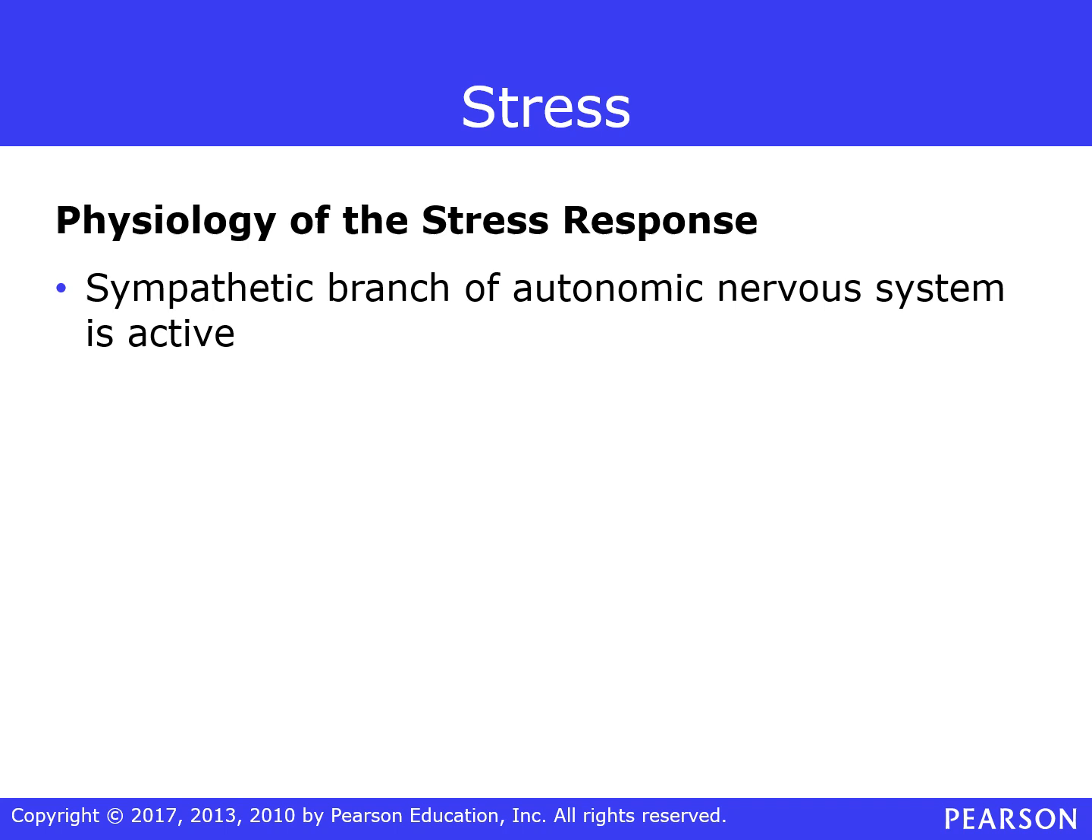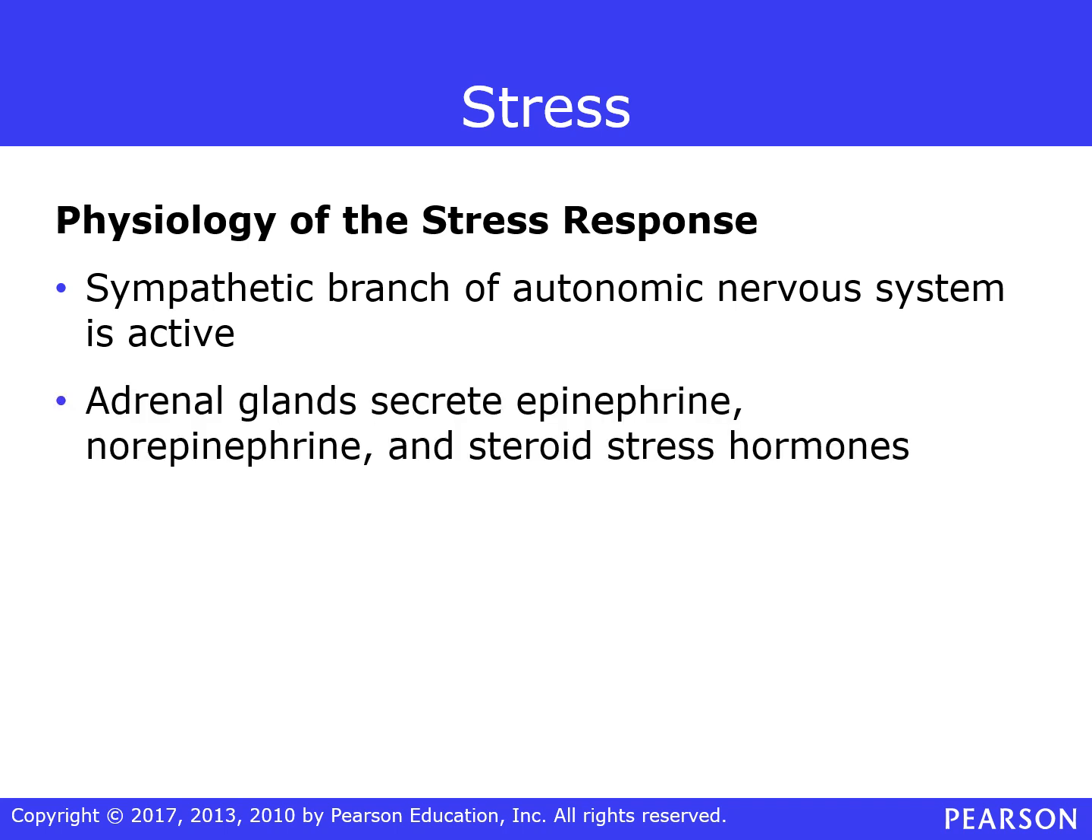If we look at the internal happenings behind stress, so what's going on inside of your body when you're feeling that stress response, that fight or flight response? The sympathetic branch of your autonomic nervous system is active when you feel a heightened sense of awareness, like a stress reaction. Whereas the parasympathetic branch is more of the calming side of things, bringing you back to rest after being in a heightened sense of awareness. So during stress, the sympathetic branch of the autonomic nervous system is active, and your adrenal glands are secreting epinephrine, norepinephrine, and steroid stress hormones.